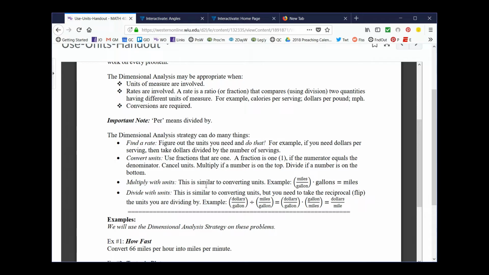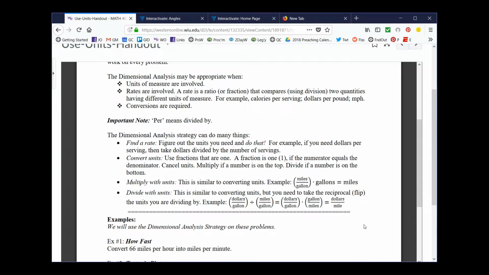multiplying units. If you take miles per gallon times gallons, these gallons cancel out because when something is multiplied on the side of a fraction, it's actually multiplied on the top. Put gallons over 1 if that makes you feel better. The gallons cancel out and we get miles. We can also divide units.